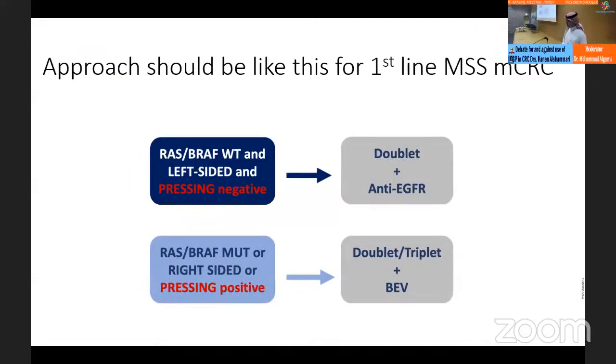So, and I think this is the debate, and I would be interested in hearing your opinion, Dr. Fahad, Dr. Mohammed, and Dr. Shawqi, and you, Dr. Amirrat, all the GI oncologists: should the approach be like this for our first-line, microsatellite stable, metastatic colorectal cancer, so RAS, BRAF wild type and left-sided, and this limited panel NGS pressing should be negative, because if it is positive, I've shown you some evidence that progression-free survival and overall survival is actually less compared to pressing negative, regardless of sidedness.